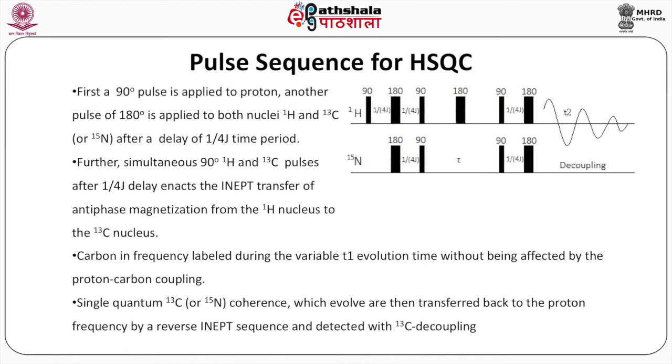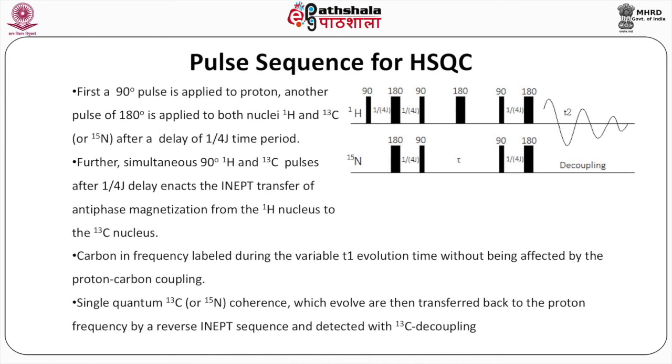So, here you see the pulse sequence for HSQC. First, a 90-degree pulse is applied to proton, and another pulse of 180 degrees is applied to both nuclei, proton and C13 or N15, after a delay of 1/4 J time period. Further, simultaneous 90-degree proton and C13 pulses after 1/4 J delay. This enacts the INEPT transfer of antiphase magnetization from the proton nucleus to the C13 or N15 nucleus.